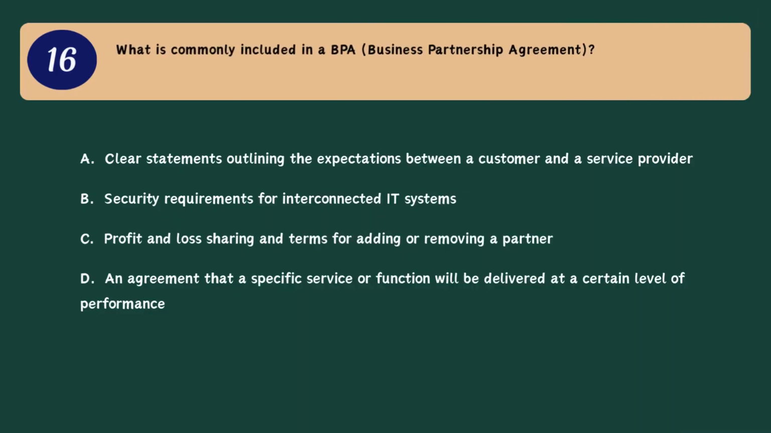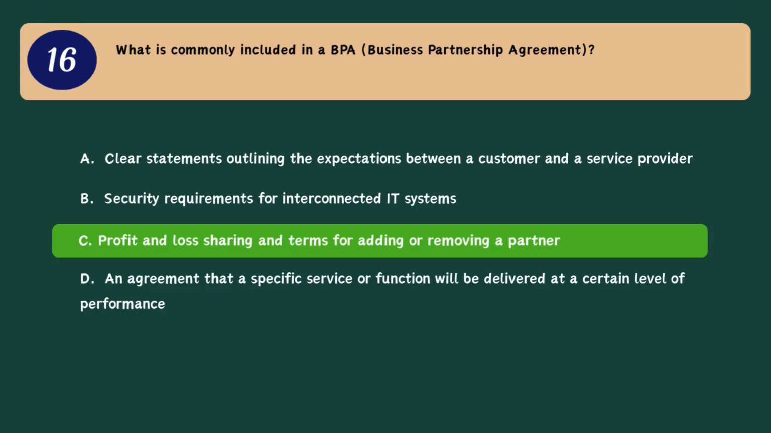Question 16. What is commonly included in a BPA, Business Partnership Agreement? A. Clear statements outlining the expectations between a customer and a service provider. B. Security requirements for interconnected IT systems. C. Profit and loss sharing and terms for adding or removing a partner. D. An agreement that a specific service or function will be delivered at a certain level of performance.